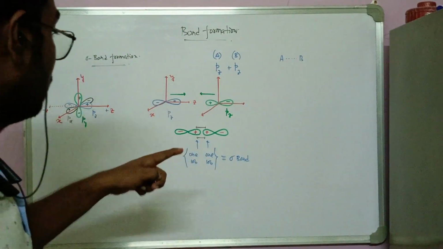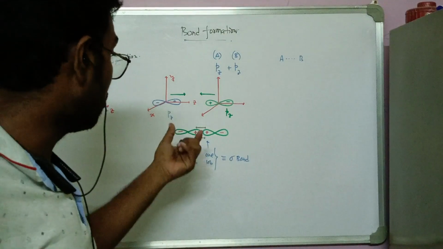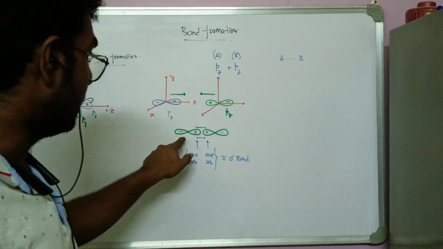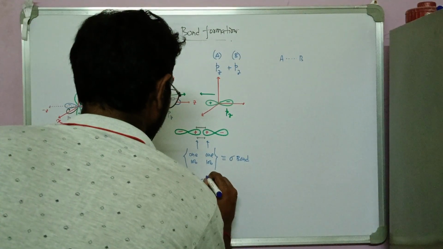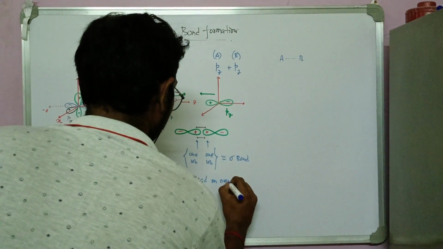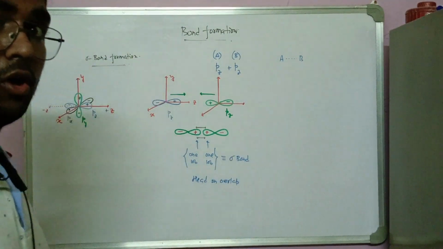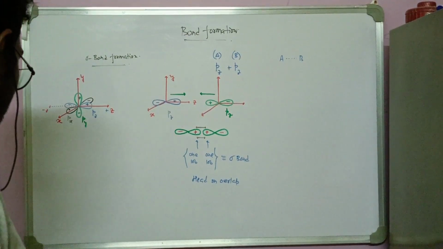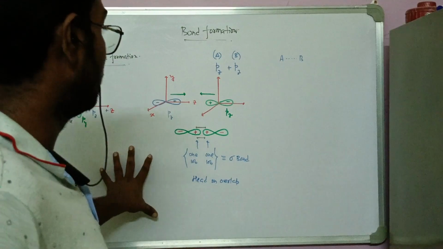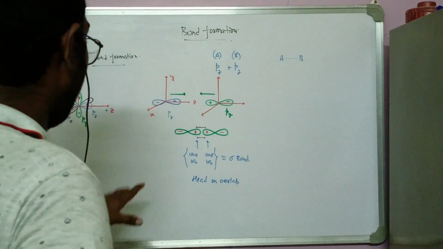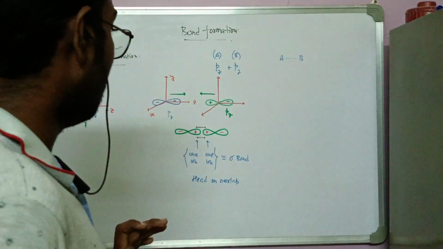And another thing you can notice is that this is a type of head-on overlap as well. So one head is overlapping with another head. So we can say this is a head-on overlap as well. So two pz orbitals will always form sigma bond. So this is the sigma bonding formation. We will look upon this in the MOT as well. And this is all about the sigma bond.